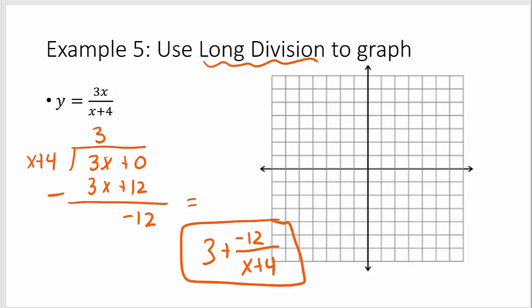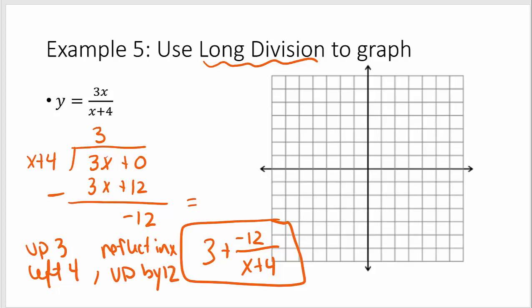So see how using long division and our solution to long division with our remainder is actually rearranging our question into transformation form so we can graph it. So that means if we identify our transformations, we're going up by 3, left by 4, a reflection in the x-axis, and a vertical dilation by 12.